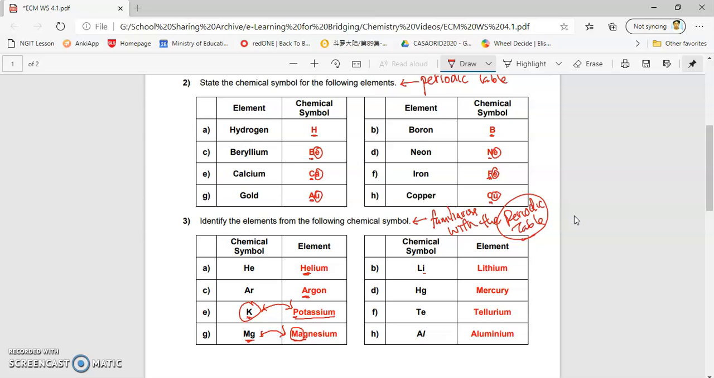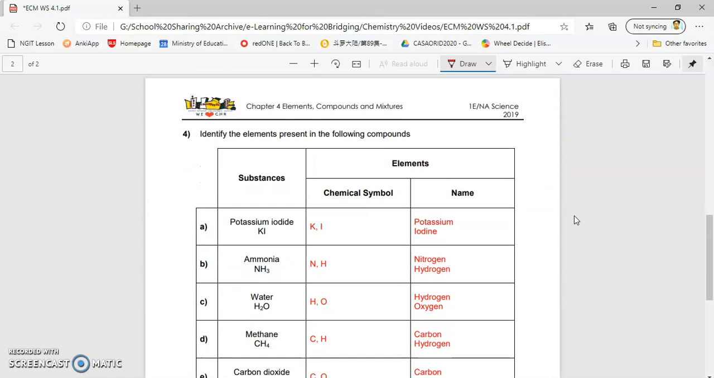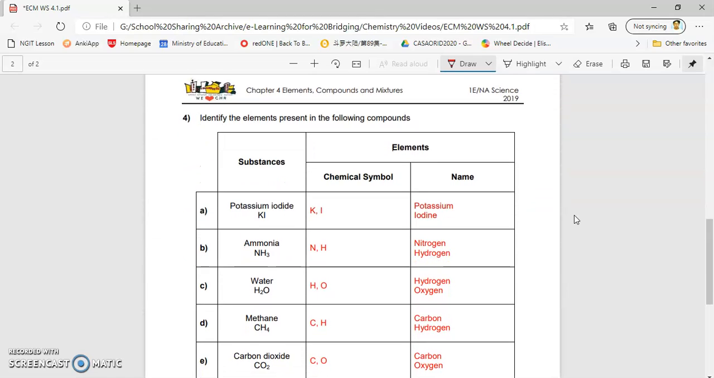So you realize this is the umpteenth time I'm saying, please get to know your periodic table well, especially for chemistry. Now, next one, most substances are combined together, so we need to learn how to identify what elements are present. So for potassium iodide, look at the chemical symbol. Can you see capital K, capital I? Each time you see a capital letter, it tells you that it is one element. So what are the chemical symbols you see? K and I. Look in our periodic table, you realize K is potassium, I is iodine.